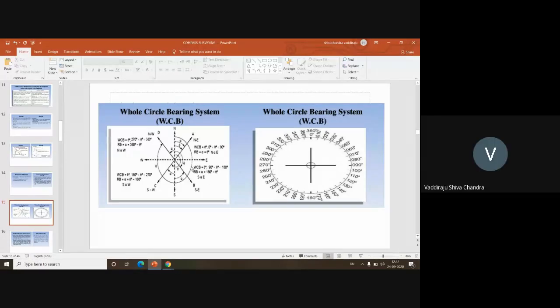So you have four basic directions: north, south, east, west, which you are all aware of. Second is the northeast direction. In Telugu we call it Ishanyam. Then we have southeast, between south and east quadrants at 45 degrees. It is called Agneyam in Telugu. Then we have southwest, called Nairuti, and northwest, called Vayuvyam.